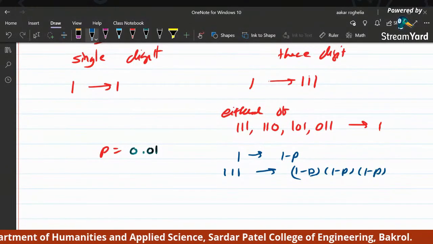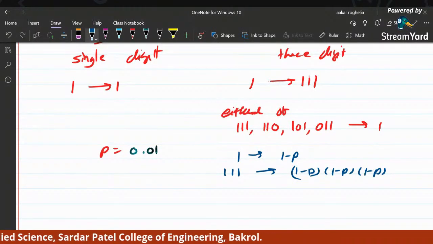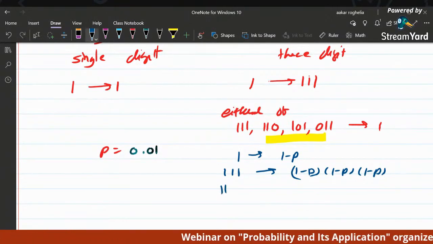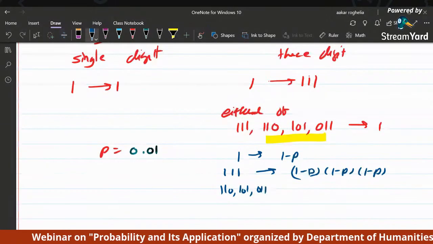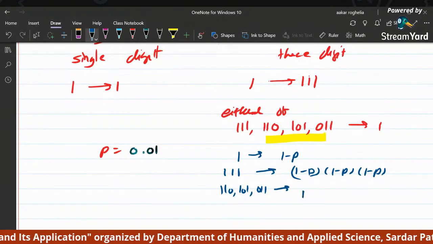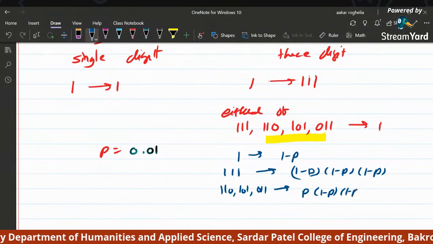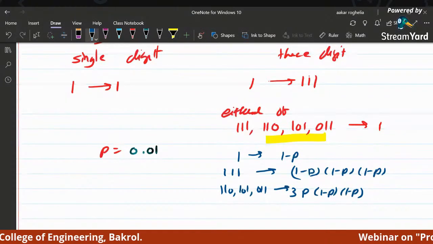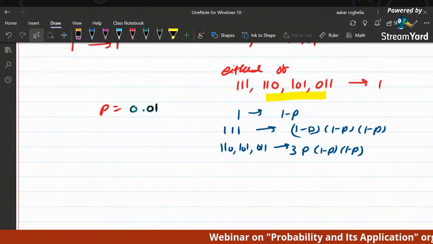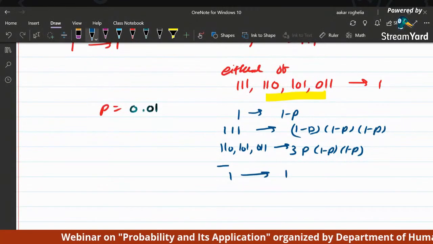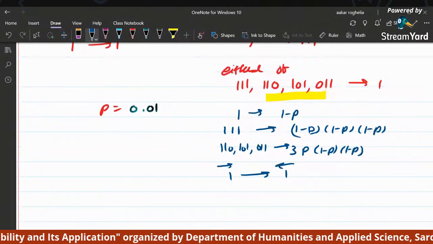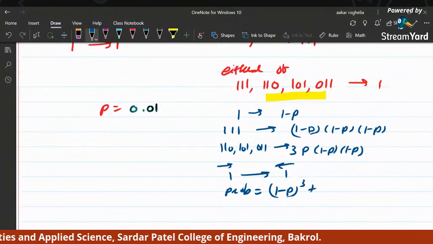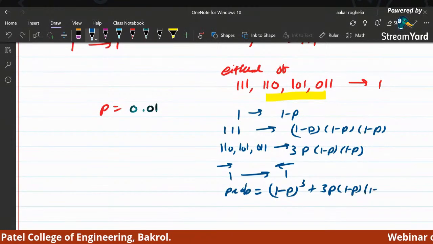But it can be received as either 110 or 101 or 011. So for either of these three outcomes, what is the probability? One of them is incorrect, so it is p, and the other two are correct, meaning it is 1 minus p, 1 minus p. And this is happening three times, so this is 3p times (1 minus p) squared. So my total probability that a transmitted 1 will be received as 1 is (1 minus p) the whole cube plus 3 times p into (1 minus p) squared.